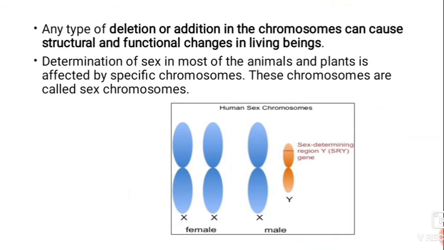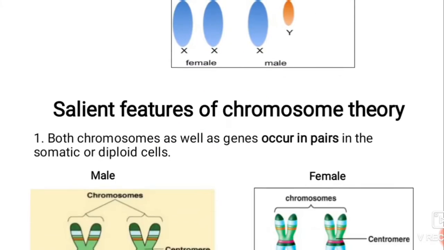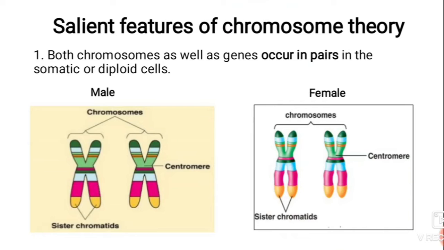Next, any type of deletion or addition in the chromosome can cause structural and functional changes in living beings. Determination of sex in most animals and plants is affected by specific chromosomes. These chromosomes are called sex chromosomes. Next, there are some features of the chromosome theory of inheritance, so let us discuss them.